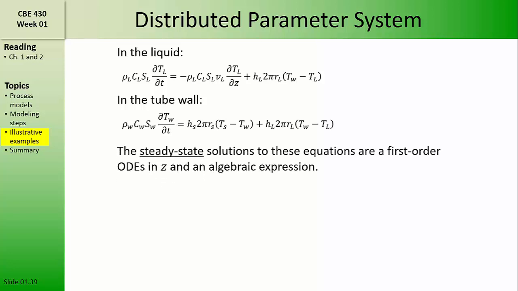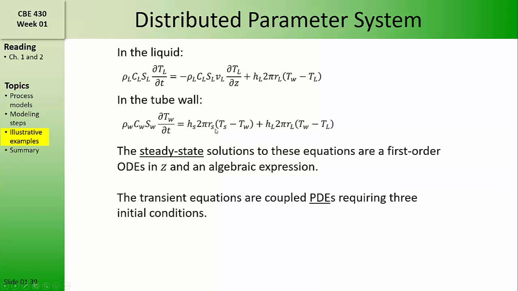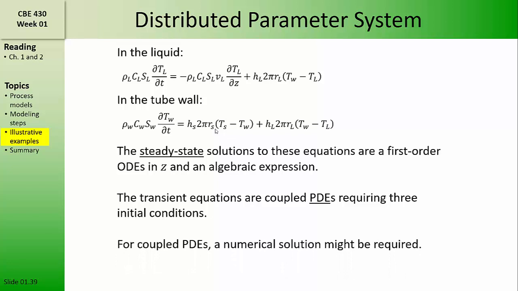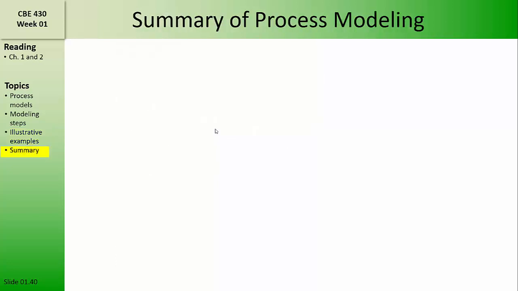If we were to assume the system were at steady state, then these equations would be a first-order ODE for the temperature of the fluid and an algebraic equation for the tube wall temperature. The transient equations, however, are coupled PDEs, which require 3 boundary conditions to solve. For coupled PDEs, numerical solutions are likely required.